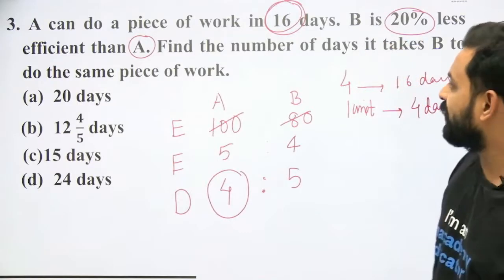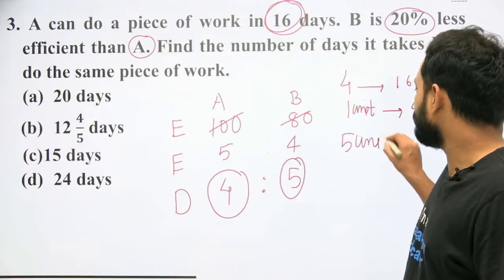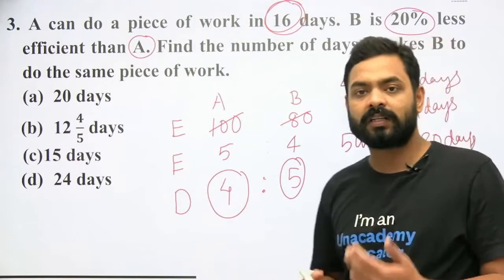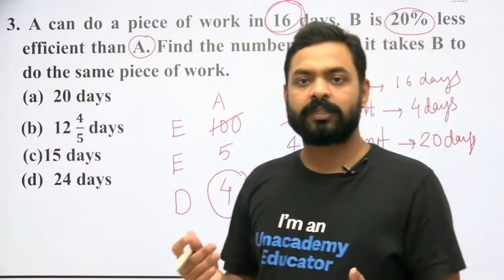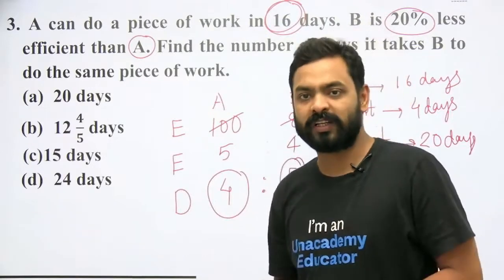So in how many days will B do the work? 5 units. That means 5 units is 20 days. I hope, guys, this is clear. So this is another application. We can apply the concept of ratios in work and time as well. Let us move on to the next variety.